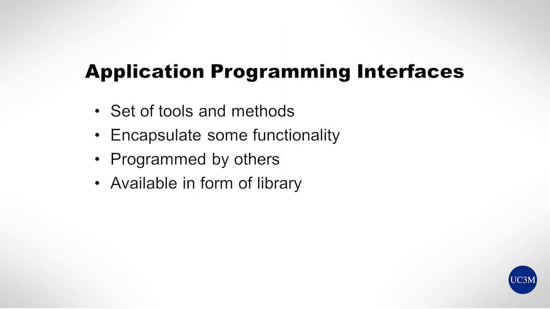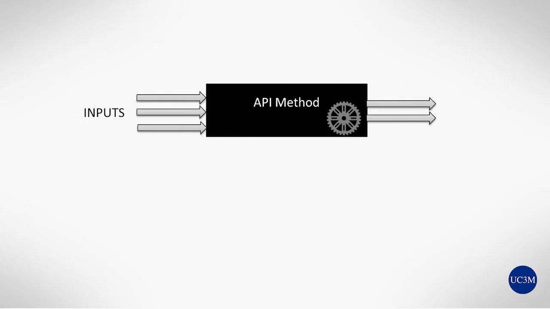Well, in the case of programming, an API is a set of tools and methods that encapsulate some functionality and are available for programmers to simplify the programming task in a sort of library. This way, you only need to provide the inputs to the corresponding API method, and it will provide you with the output, like a magic black box.